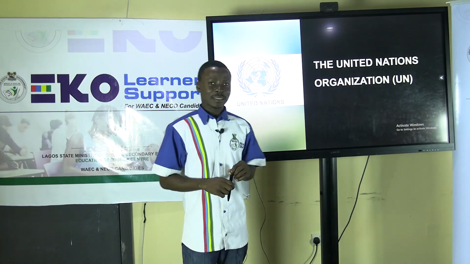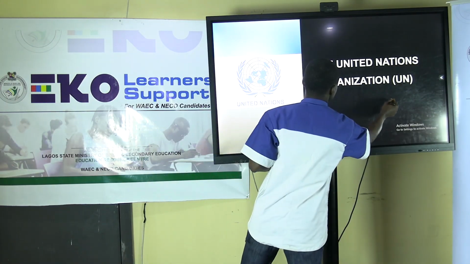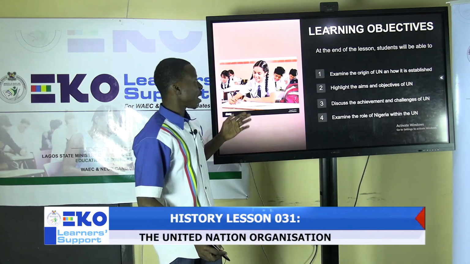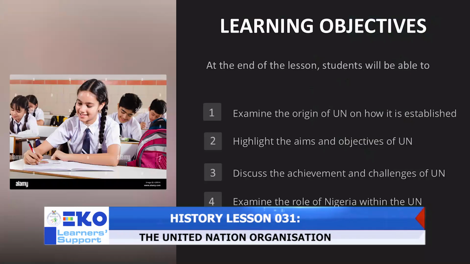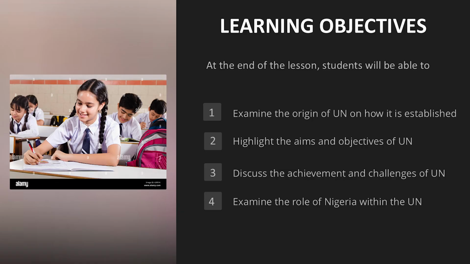At the end of today's lesson, the learning objectives to be achieved are that, number one, students will be able to examine the origin of the United Nations and how the organization was established. Two, they will be able to highlight the aims and objectives of the organization. Three, they will be able to examine and discuss the achievements and the challenges of the organization over time. And lastly, they will be able to examine and discuss the role Nigeria as a nation has played within the organization.